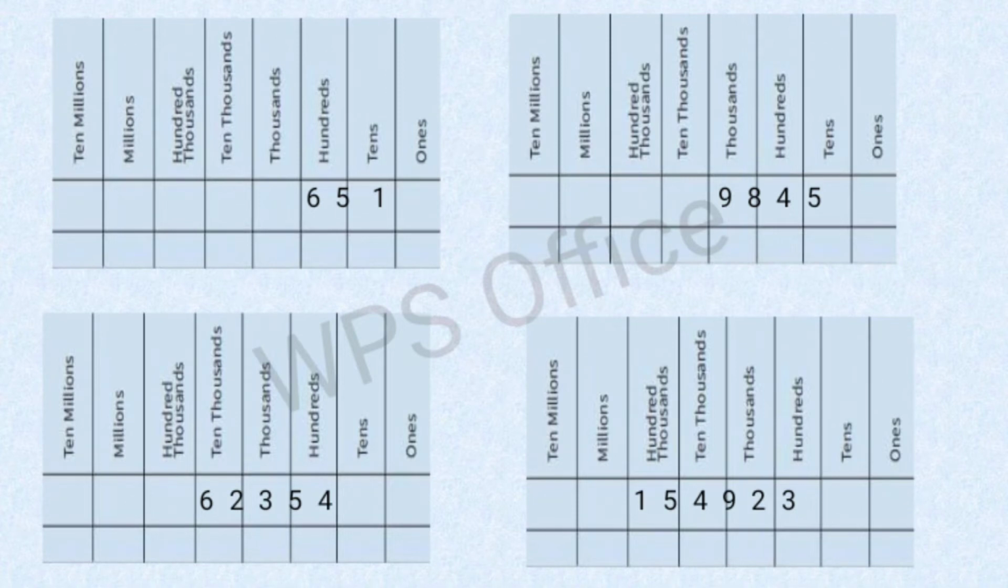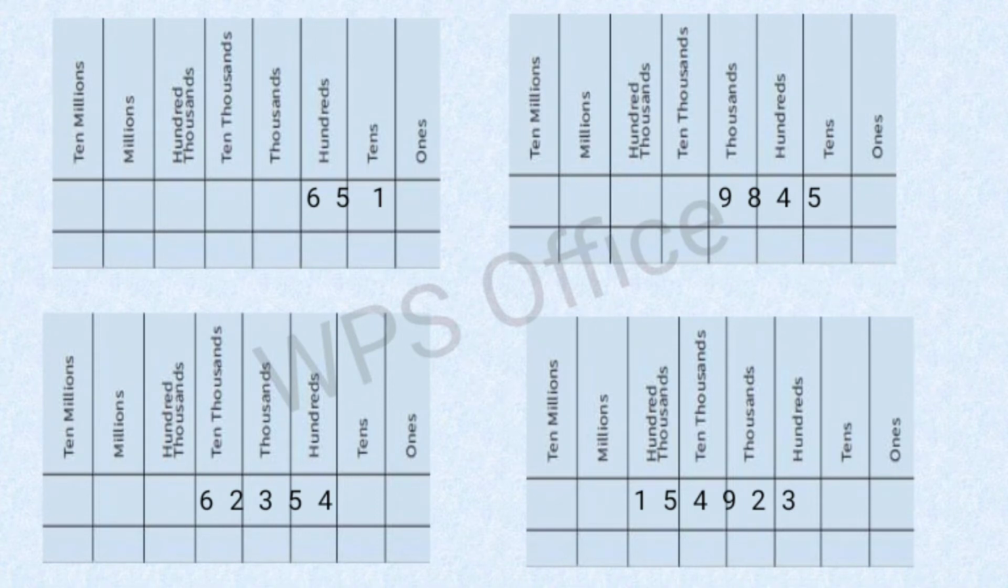Question D. 1,54,923. What is the expanded form you have written for it? Is it 1,00,000 plus 50,000 plus 4,000 plus 900 plus 20 plus 3?